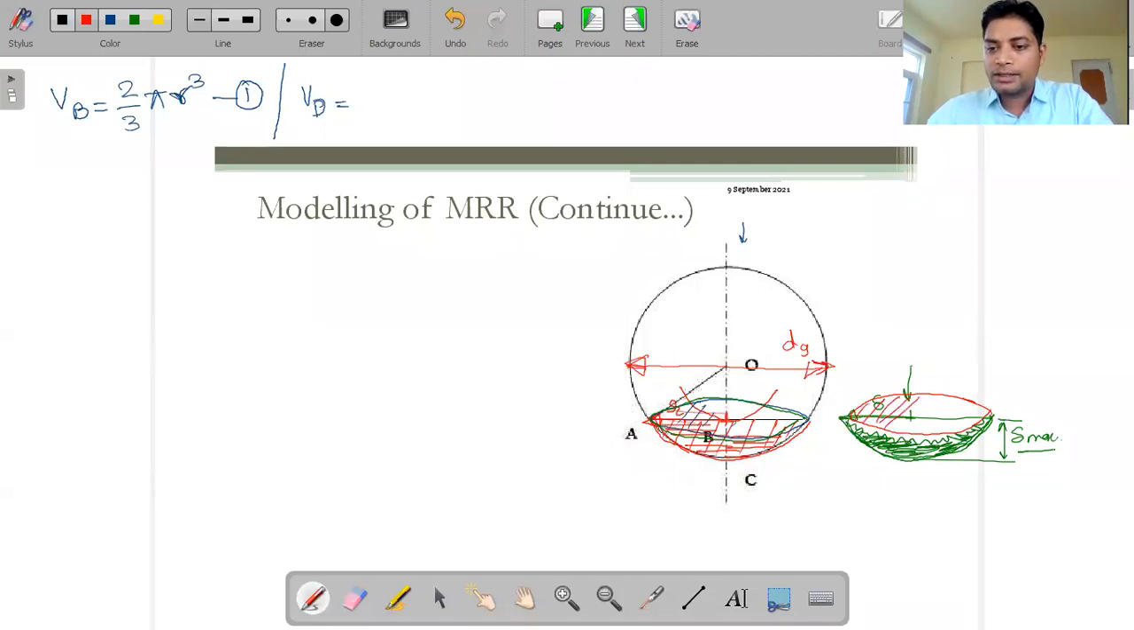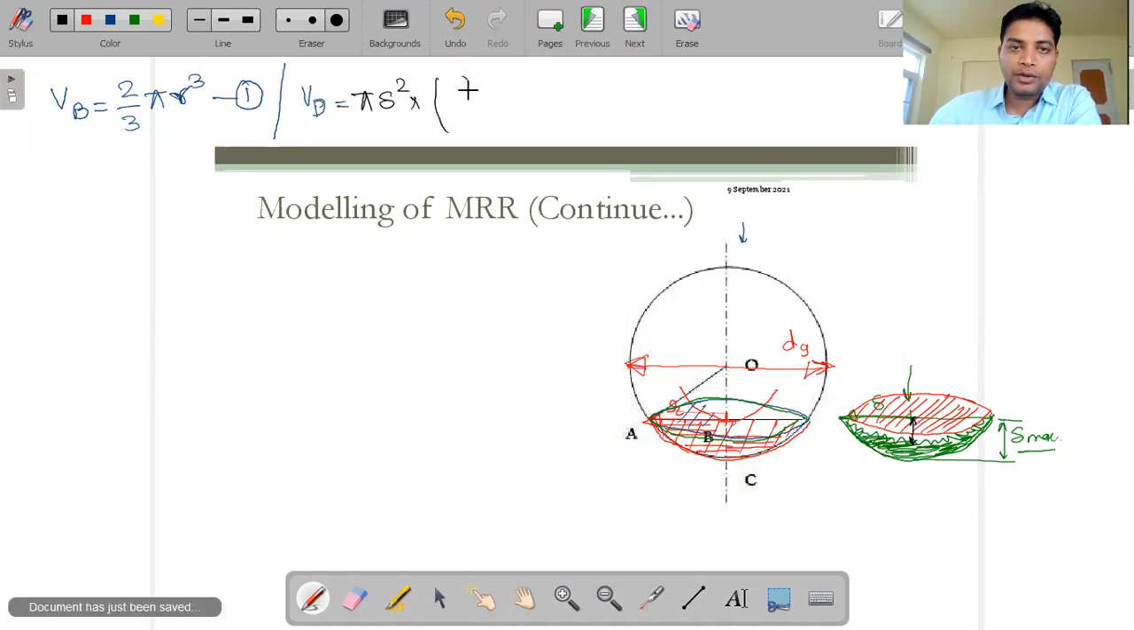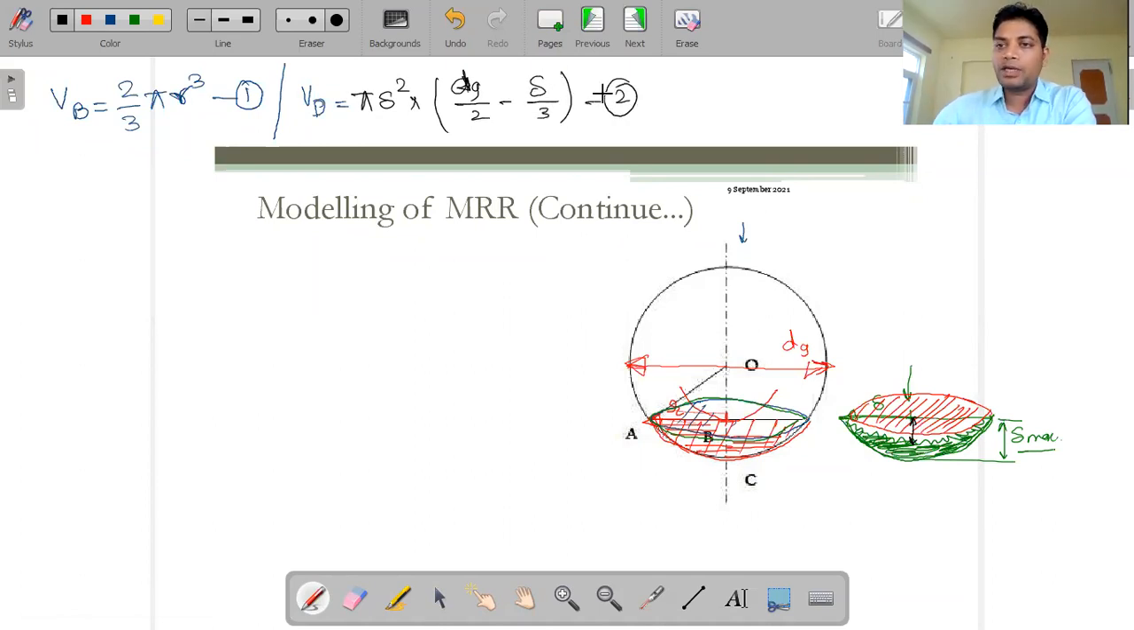So can we say that this is the area? Now area into height. If we are talking about the height, we are considering this one. Exactly we cannot say it is area into height because it's not a cylinder. But for this, we write the equation for volume as pi into delta square into (dg by 2 minus delta by 3).